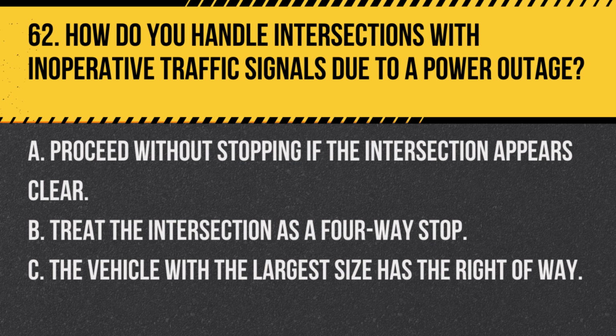A. Proceed without stopping if the intersection appears clear. B. Treat the intersection as a four-way stop. C. The vehicle with the largest size has the right of way. Answer: B. Treat the intersection as a four-way stop. This rule ensures safety and order during power outages.